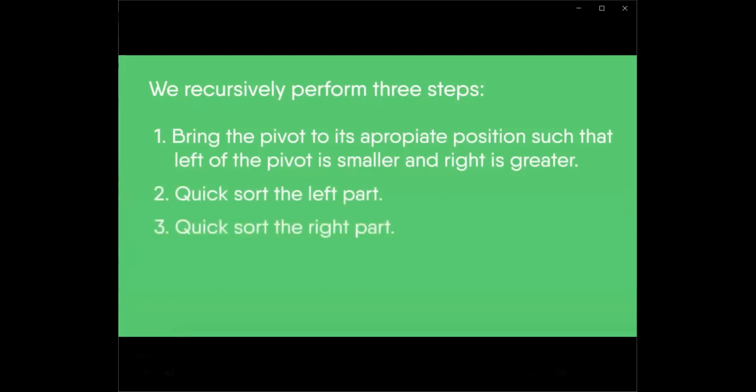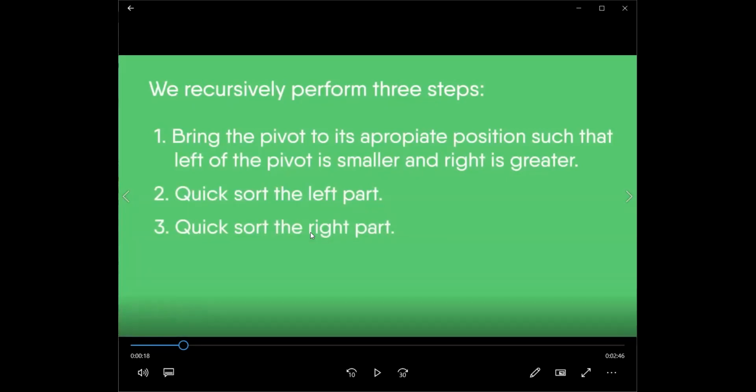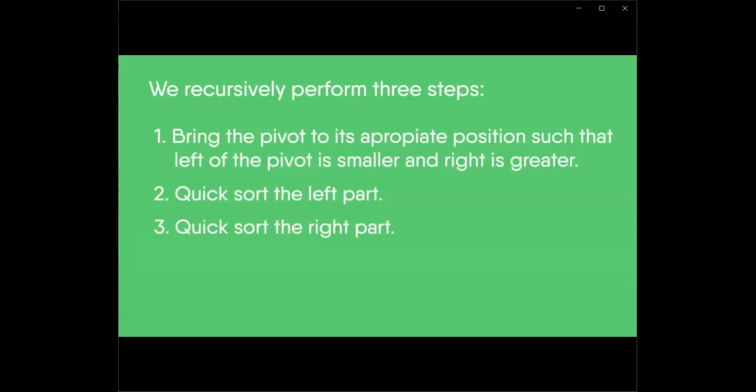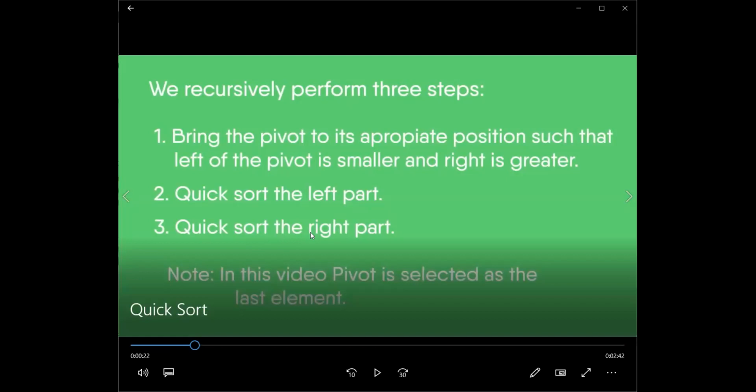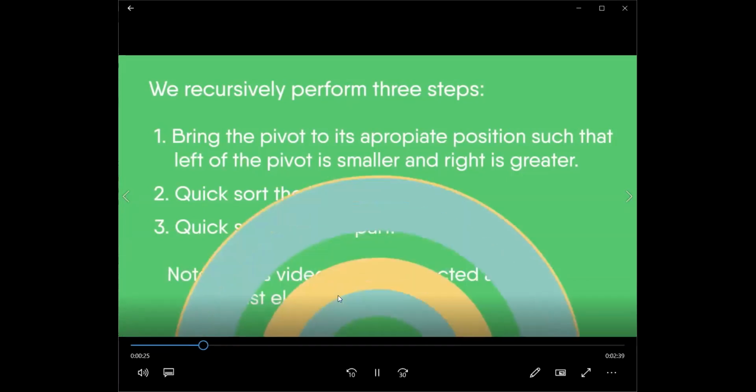Then we'll call quick sort for the left part again. Then we will call quick sort for the right part again. So this is quick sort. Then pivot is selected at the last element. Okay, we are doing it this way.